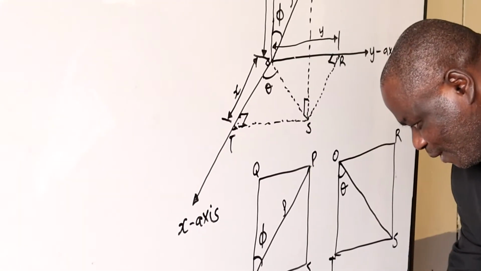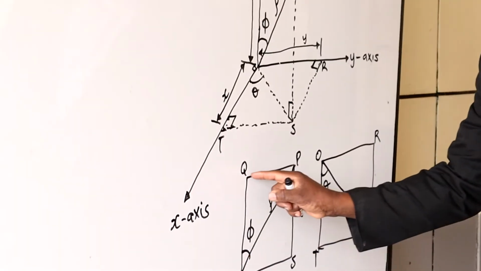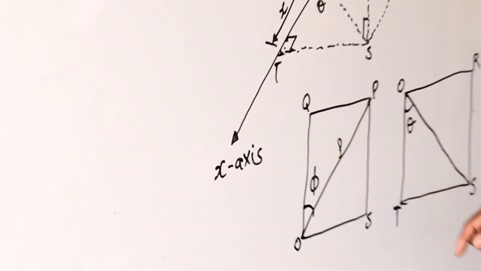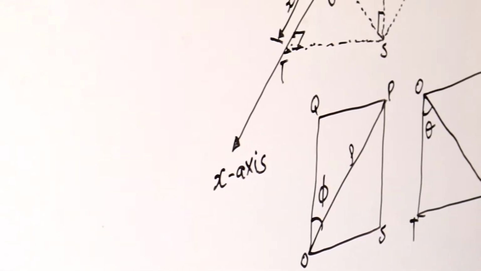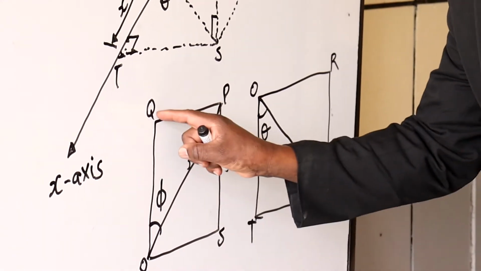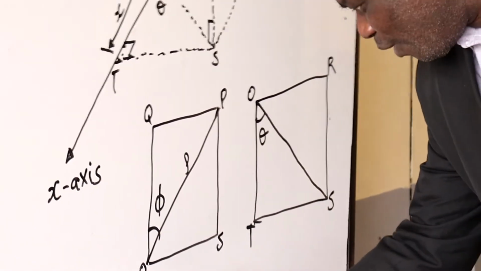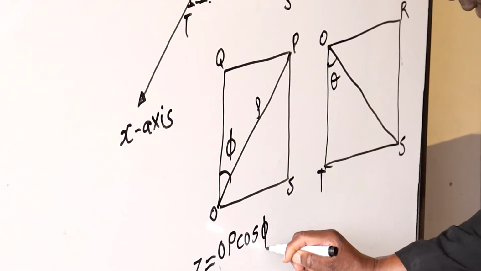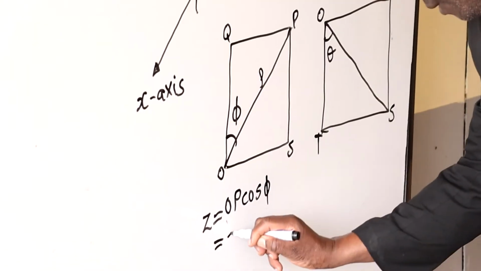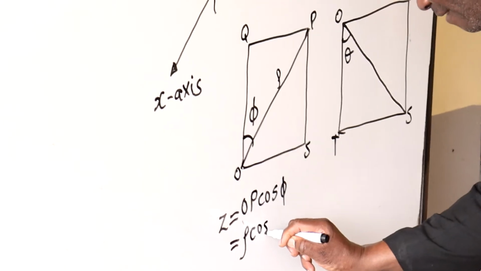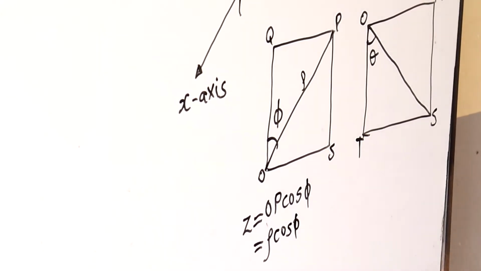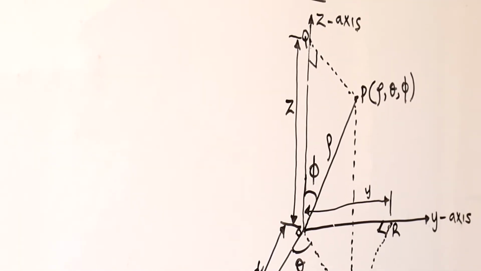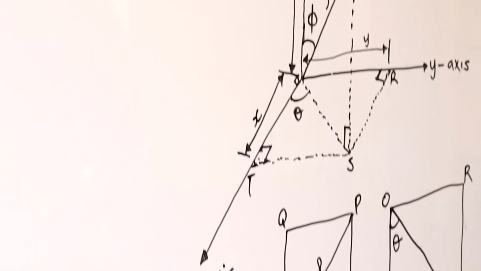So z will be equal to OQ, which is adjacent to this particular angle in the triangle, and adjacent goes with cosine. So OQ is equal to OP cos phi, which is just rho cos phi. So z equals rho cos phi.